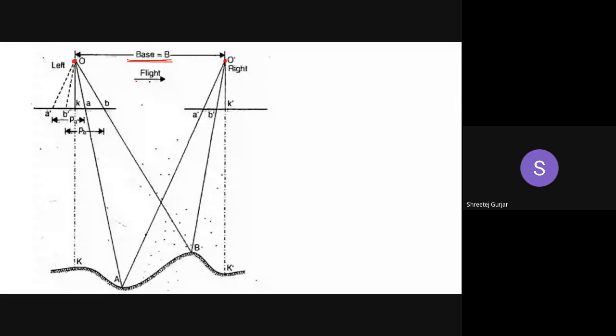This is your flight direction, which you see over here, moving from left to right. If you take a photograph here, this is your left photograph, and similarly we have a right photograph. These two are vertical photographs. You can see both of these are vertical photographs, not tilted like this. They are not tilted or oblique. They are vertical photographs.